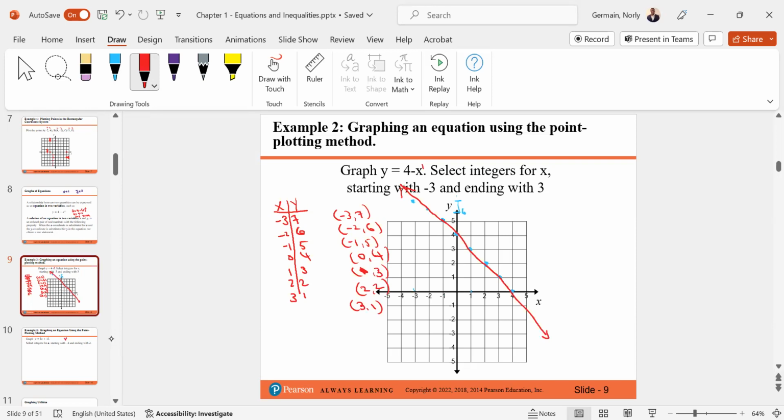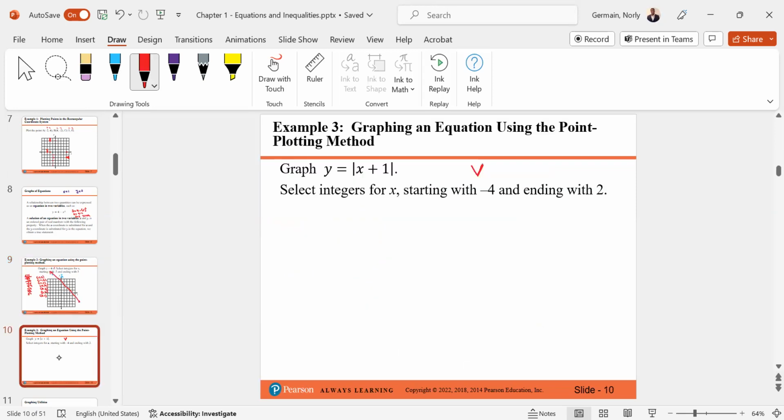But here, the x term is negative. You see the graph falls from left to right. If it was 4 plus x, it would rise from left to right. But in this case, for the absolute value functions, we know the shape of our graph would be a V, and the V would open up because there is no negative sign in front of our absolute value term.